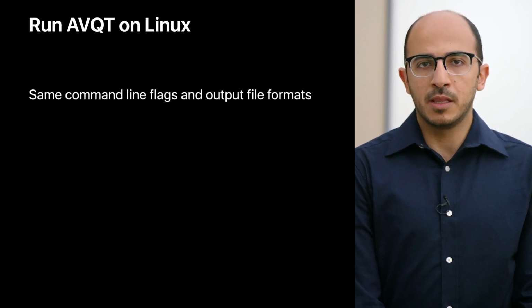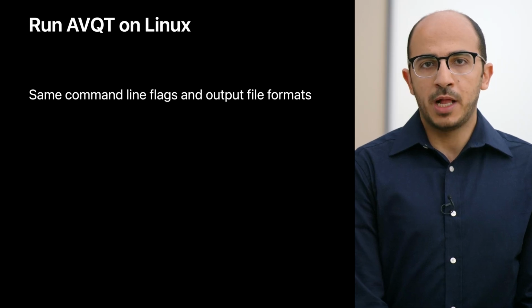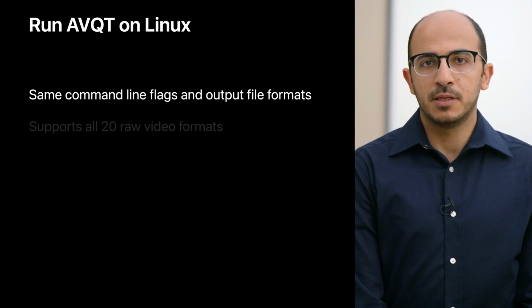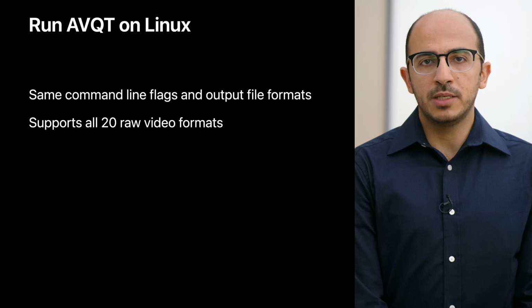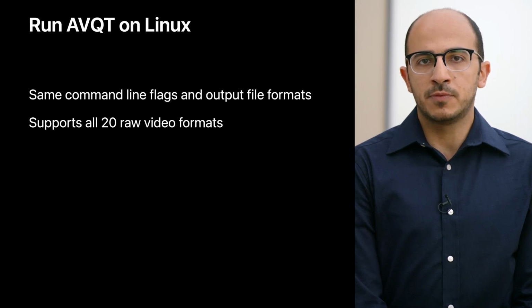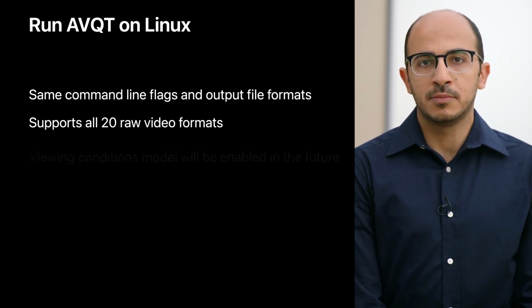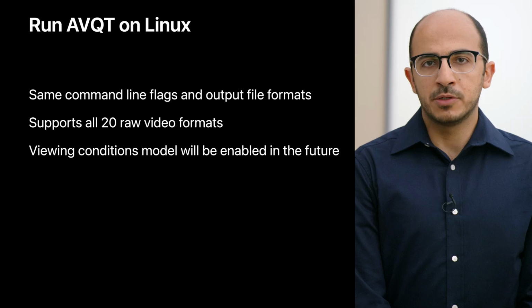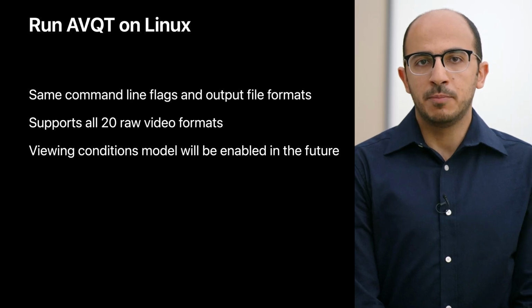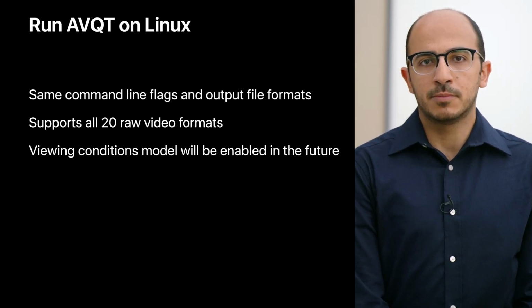The Linux version of AVQT is designed to have the same look and feel of the macOS version. It uses the same naming of the command line flags and produces output files of the same format. The Linux version supports all 20 raw formats that are included in the latest version of the macOS tool. The viewing conditions parameters are not available in the Linux beta version, but will be enabled in the future.